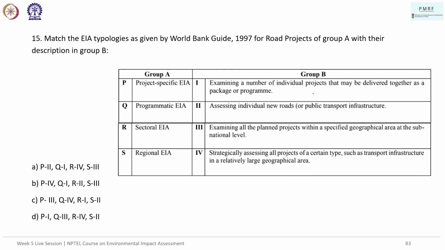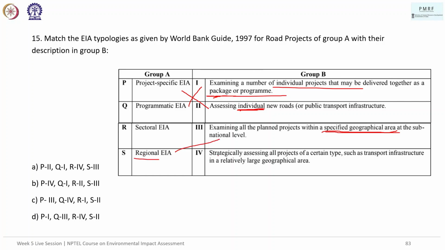Right. So examining a number of individual projects that may be delivered together as a package or a program. So it's actually a set of individual projects and they are delivered as a package. So that's programmatic EIA. So assessing individual new roads. Whenever individual projects are assessed in their own right, that is project specific EIA. Okay. So examining all the planned projects within a specified geographical area at the subnational level. So whenever this comes up, that will be regional EIA. So it's for a region, right?